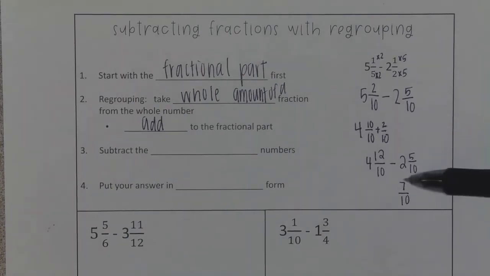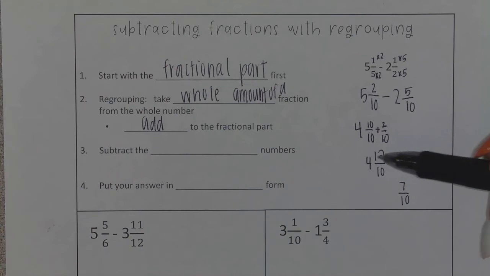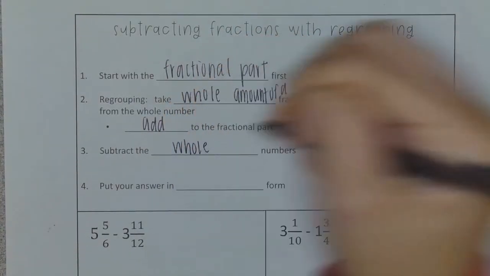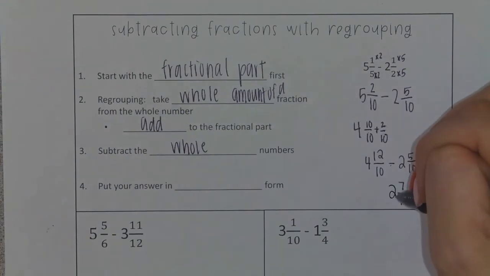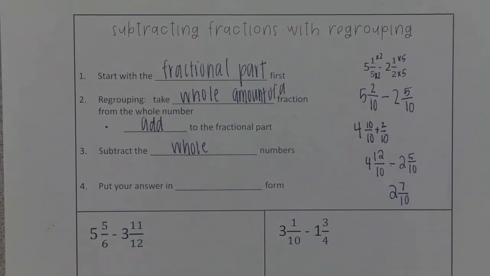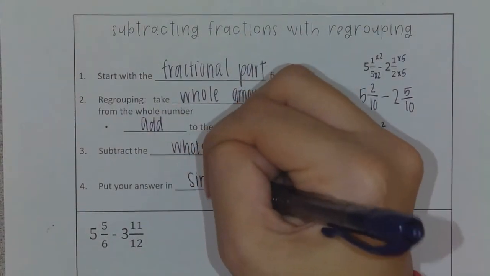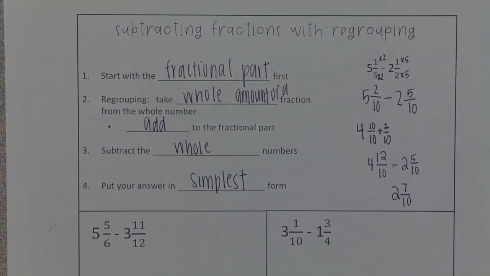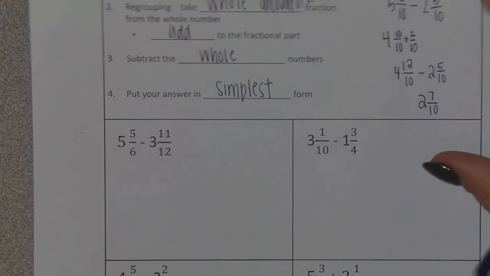So 7/10, again, was 12 minus 5. This is as simple as I can make it. So now I'm going to subtract my whole numbers. So 4 minus 2 is going to give me 2. Now 2 and 7/10 is already in simplest form, but that would be my final step, is to see, can I simplify it even further? Okay, I know this is a little bit, so let's do a few more examples together.